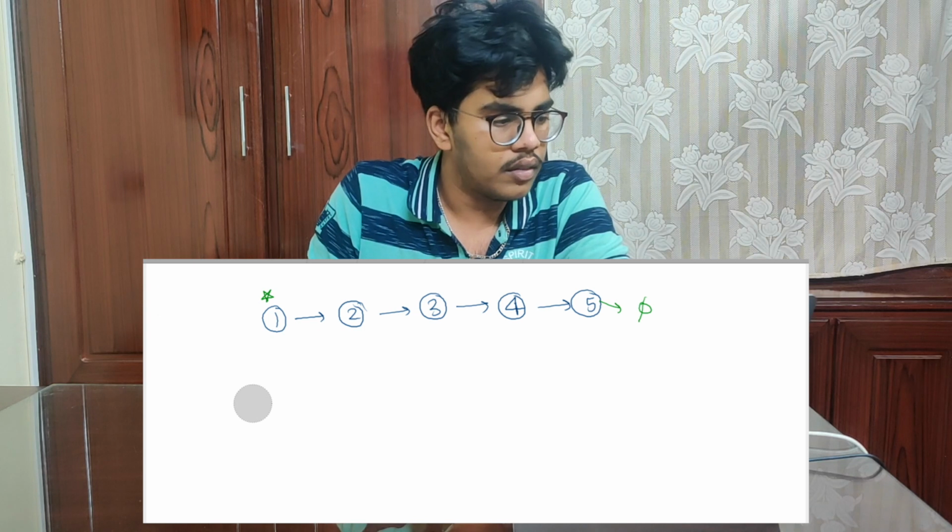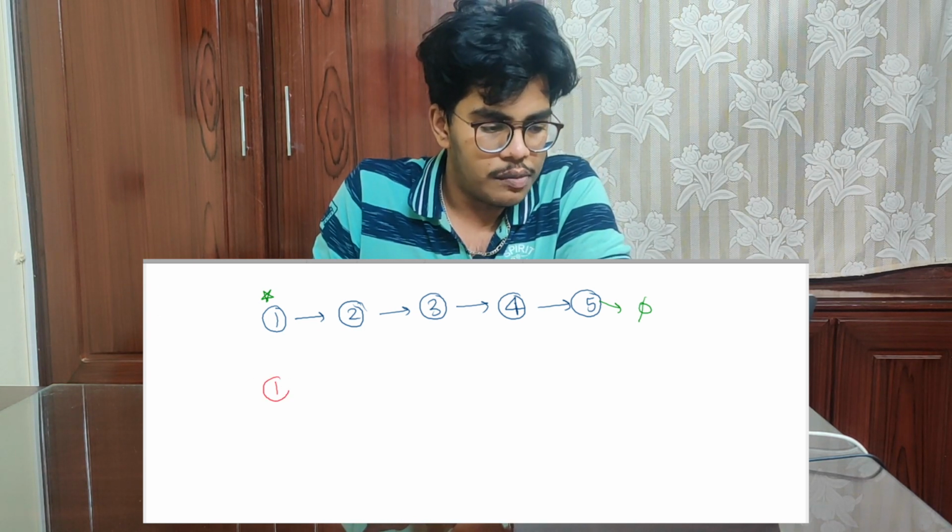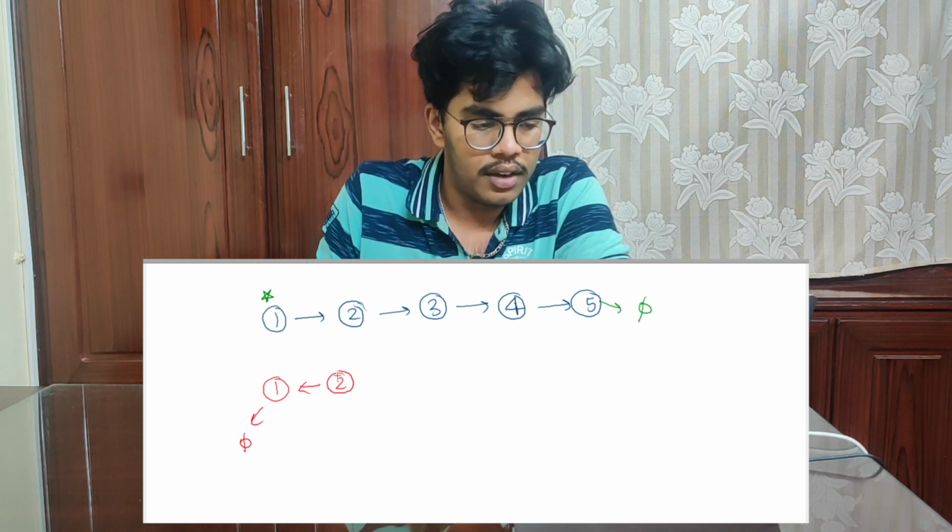How to go about solving this problem? Let me explain a given state of a linked list, and then I'll explain from there onwards how we'll progress to find the final solution. So let me erase the output first. I'll show you a state of the linked list where 1 is pointing to null and 2 is pointing to 1.